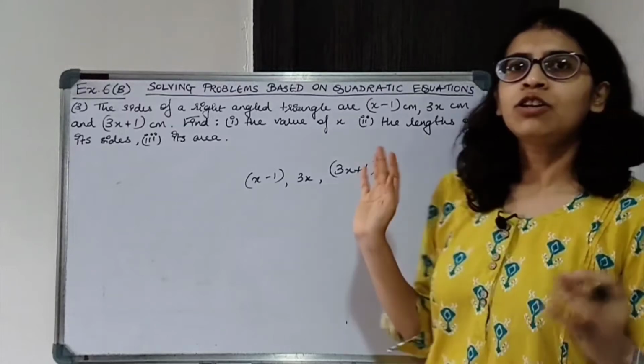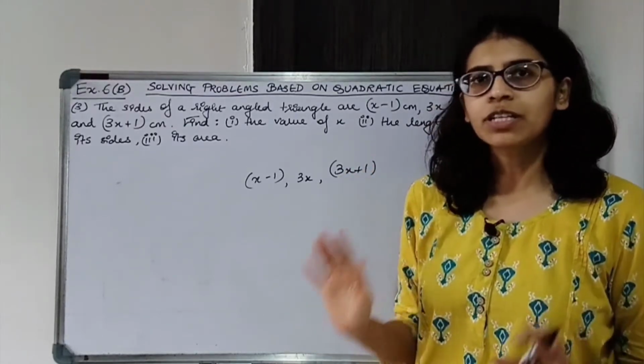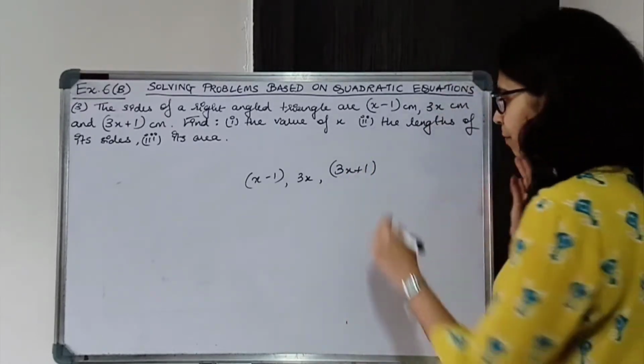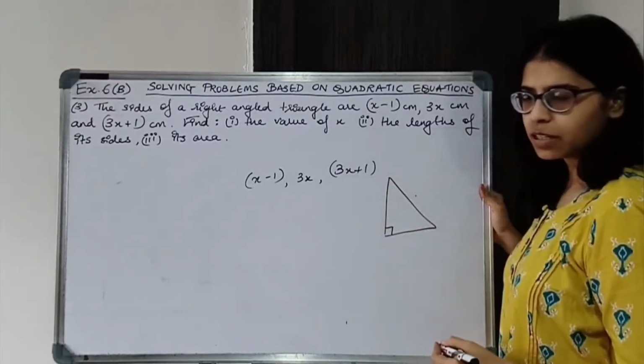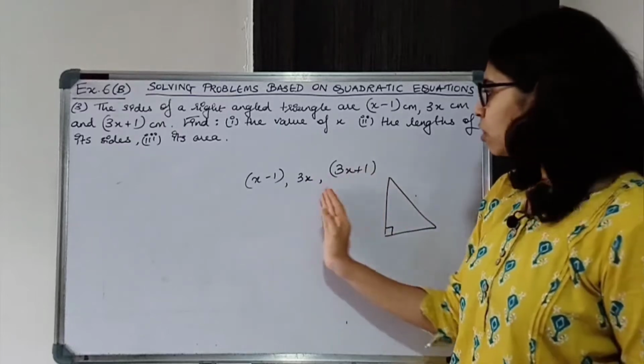Which one is the longest side? Longest side will be the hypotenuse. Okay, so if you consider a right angle triangle, this is the hypotenuse. So which one will be the longest side?